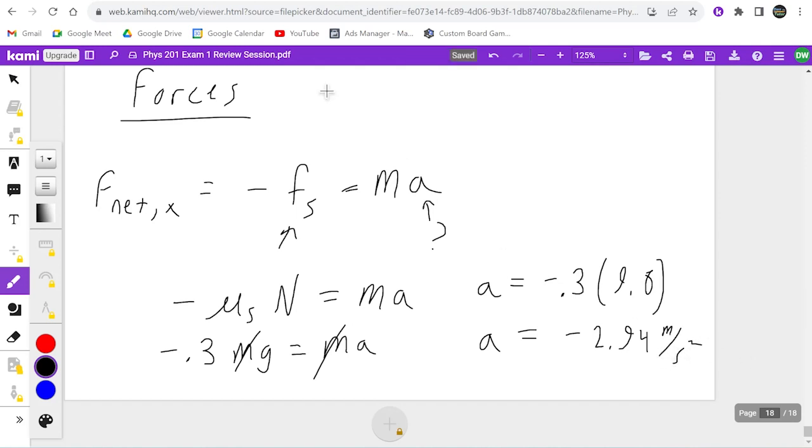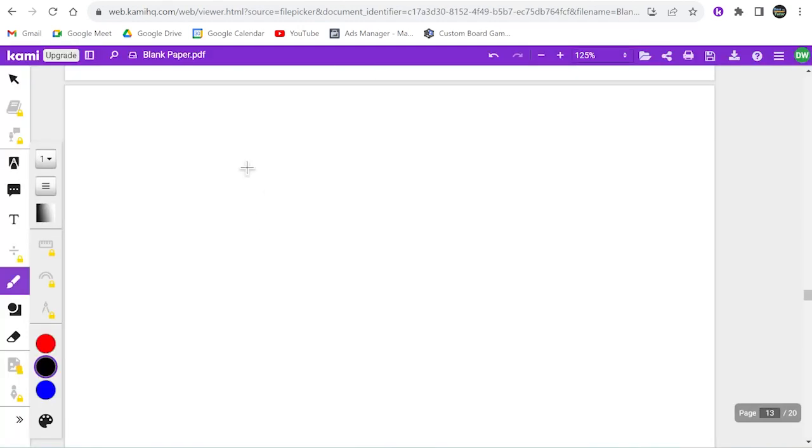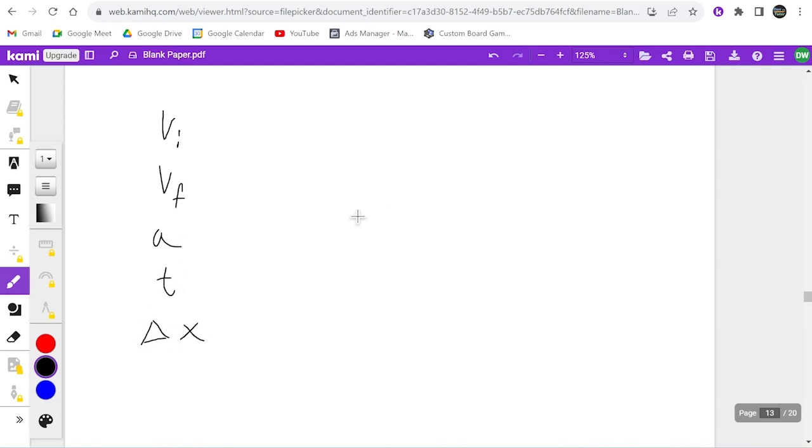And now the only thing left is we need to find the kinematics part. So for the kinematics part, I write V initial, V final, acceleration, time, and displacement. V initial is what I'm solving for. I wanted the max speed. V final is 0 because we're coming to a stop. The acceleration we just found, it's negative 2.94. We don't know the time, and delta x, it said it came to a stop in 20 meters.